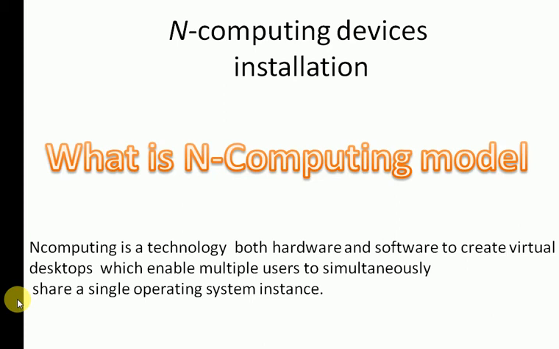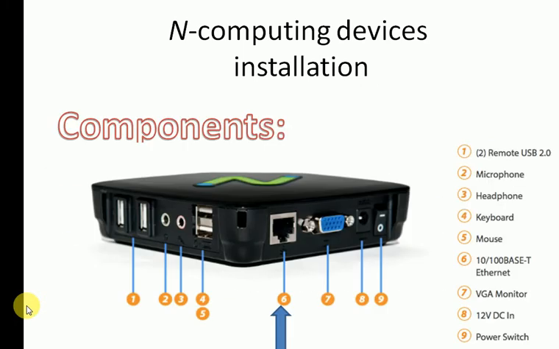So now we know what Ncomputing is. The definition: it is a technology with hardware and software to create virtual desktops, which enables multiple users to work simultaneously and share a single operating system instance. That is, one computer has 2, 3, 4 users, and they can log in from remote devices where only a thin client device is available, which is called an Ncomputing device. I will show the next slide with the connectivity and components here.